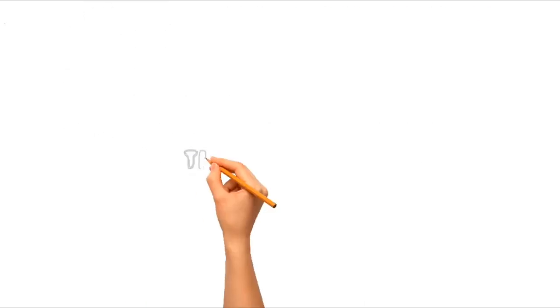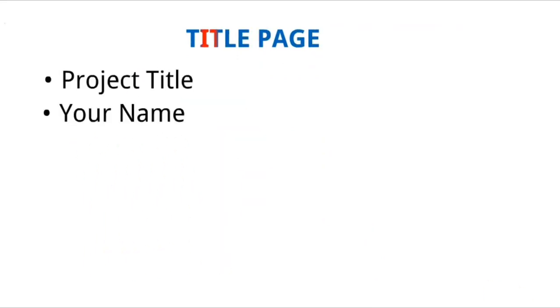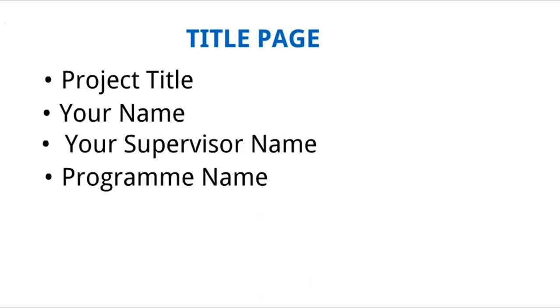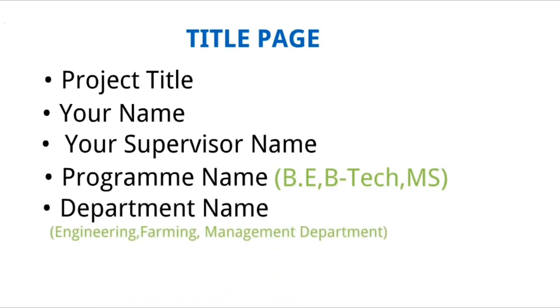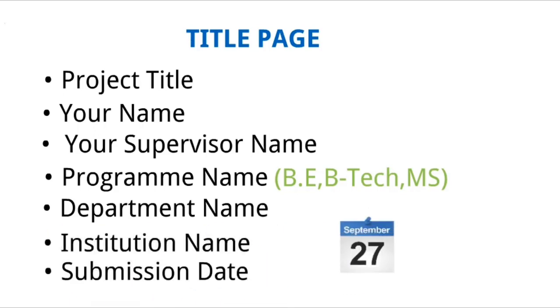Let's start with the title page. It will contain the project title, our name, our supervisor's name and the program name which we are currently pursuing, like BTech, MTech, MS, etc. Then our department name, that is engineering department, pharma department or the management department. Then the institution name and lastly the submission date, on which we are going to submit our research proposal.